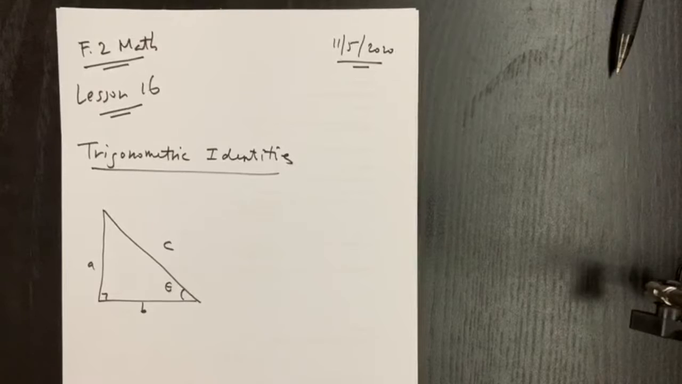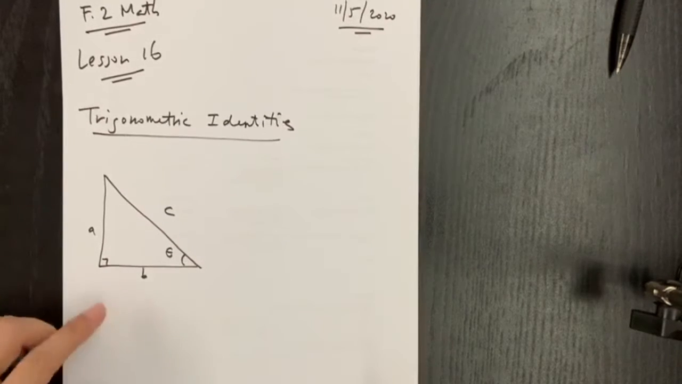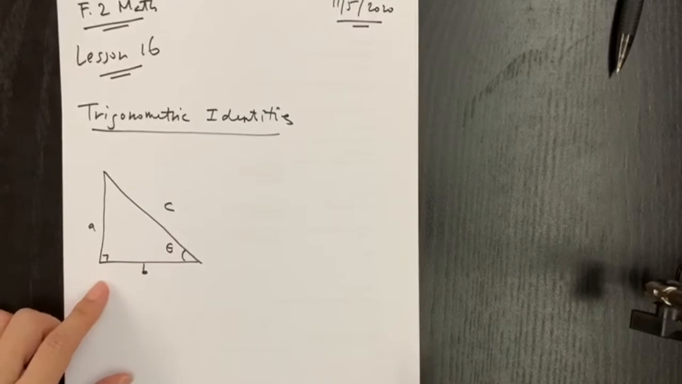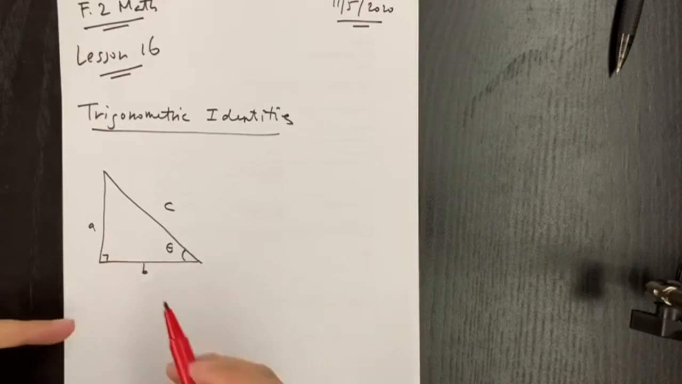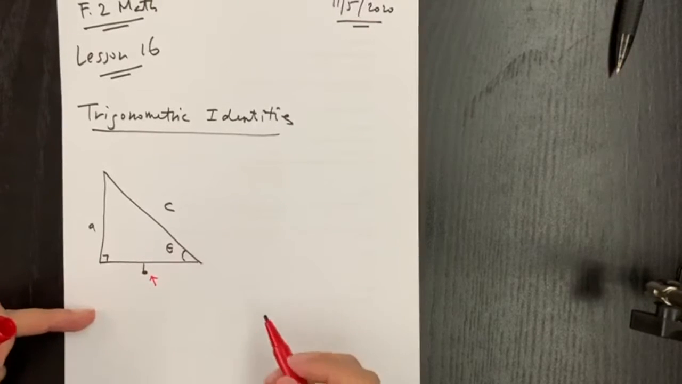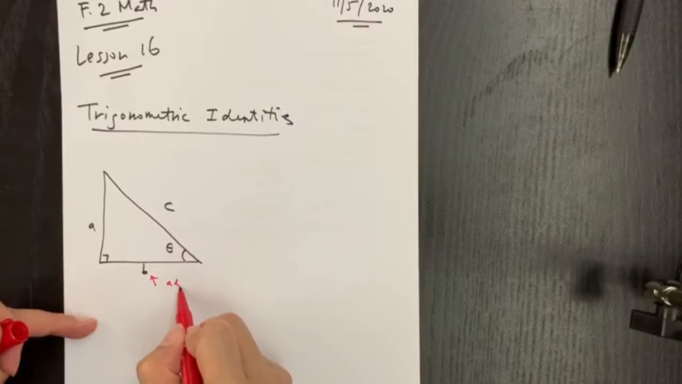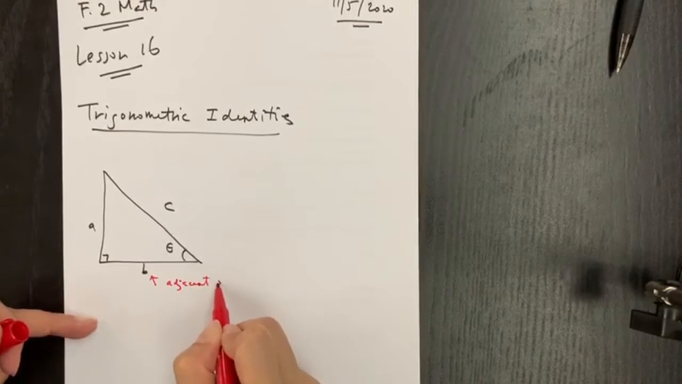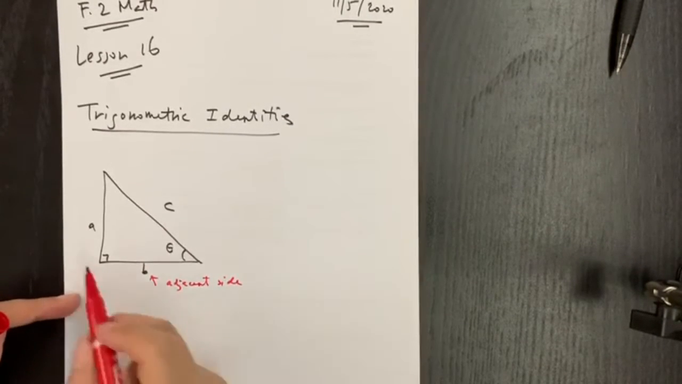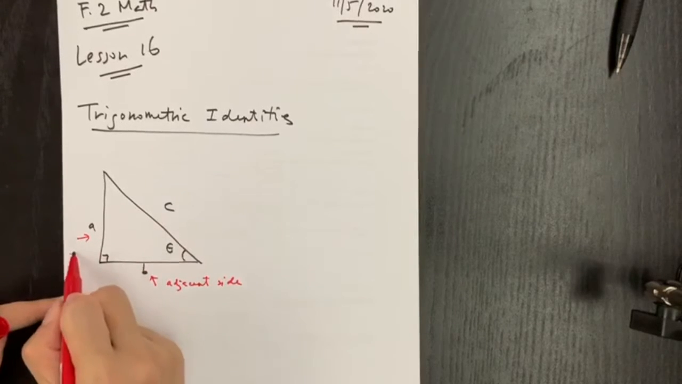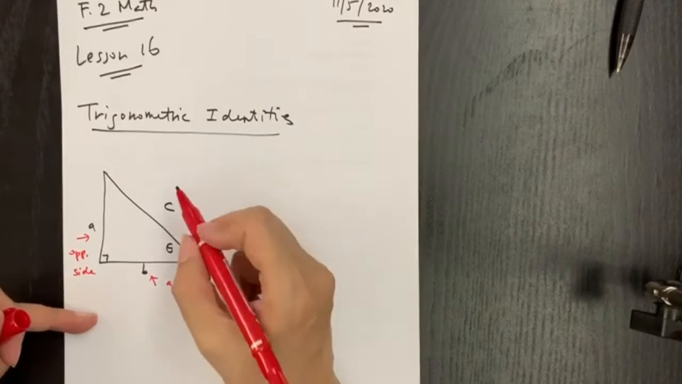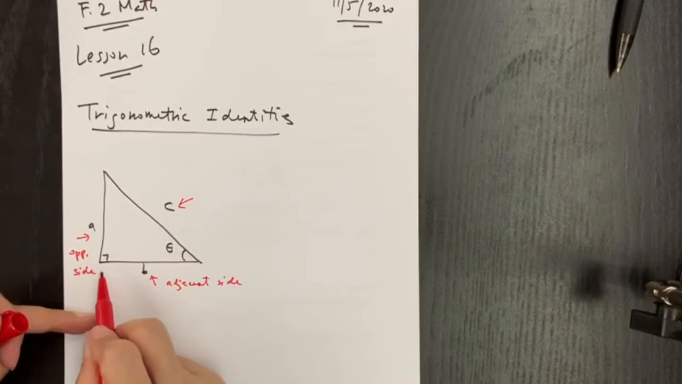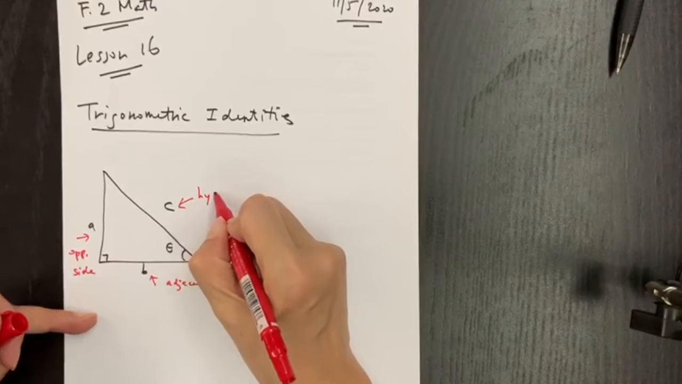Alright, so today's topic we have trigonometric identities. Okay, let's look at this right angle triangle, and here is angle theta. Remember, B is the adjacent side to this theta. Therefore A is the opposite side to theta, is that right? And what do we call the longest side of a right angle triangle? It is the hypotenuse.